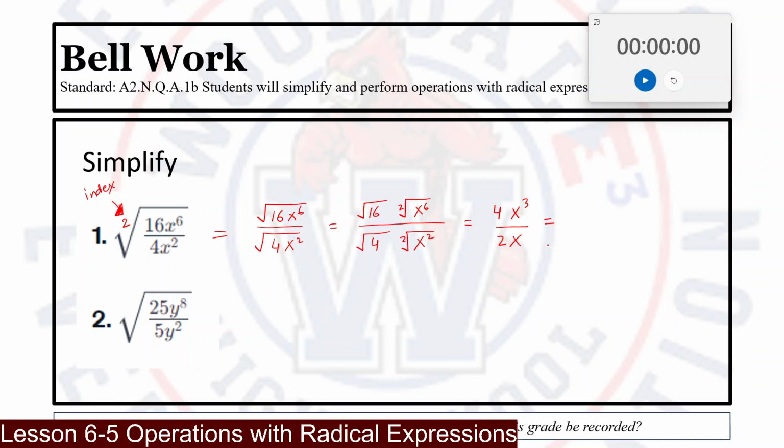Can I simplify this more? Yes, 4 divided by 2 is 2. x cubed divided by x is x squared. So my final answer is 2x squared.